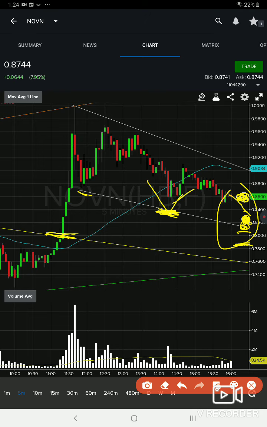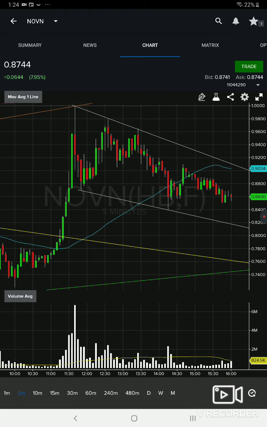That's buying on support. You can buy on breakout. If you bought on a breakout, anything above this trend line, I would consider a breakout.